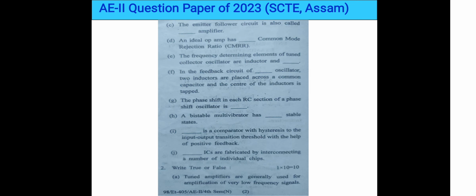So this is the question paper of 2023 July, Analog Electronics 2. In Part A there were 25 questions. The first one is fill in the blanks. See the question: dash feedback increases the gain of the amplifier. All these questions will be discussed in our later slides. These are the remaining questions of question number 1, and question number 2 is true or false. Tuned amplifiers are generally used for amplification of very low frequency signals. One by one we will discuss them in our later slides.